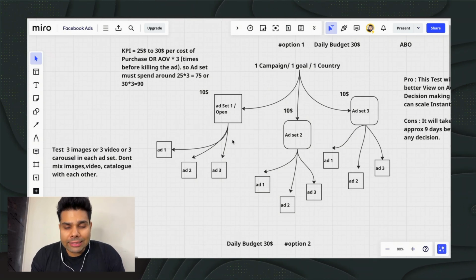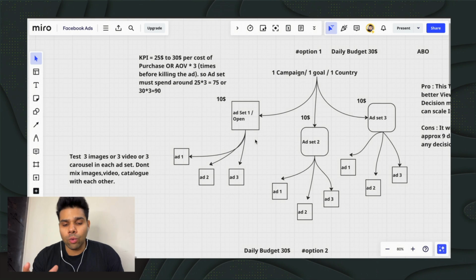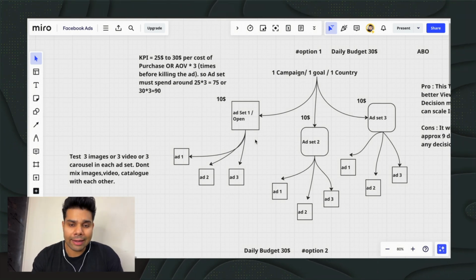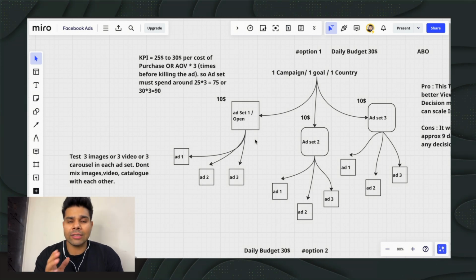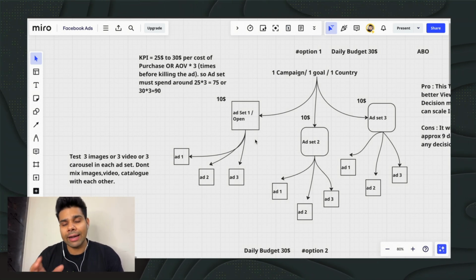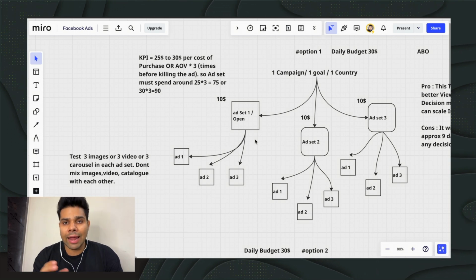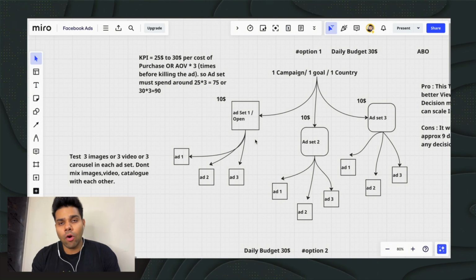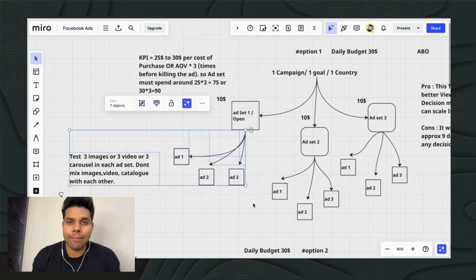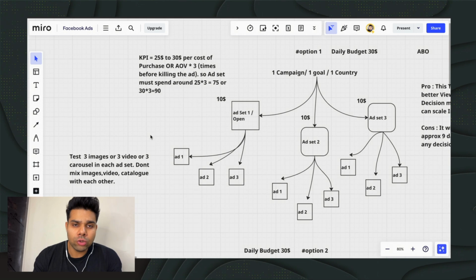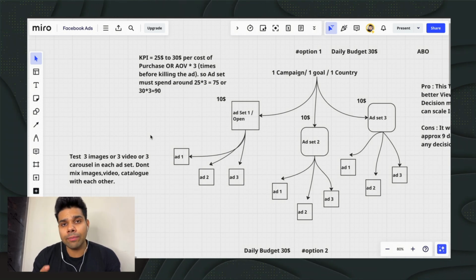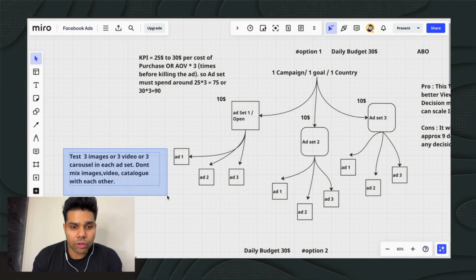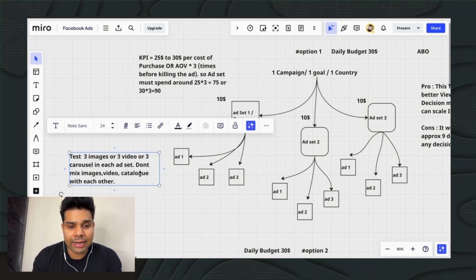In a particular ad set, you can run ads manually, or you can use dynamic Facebook ad creatives or flexible ads, because the dynamic creatives option is not available anymore in the ad accounts. You can use flexible. So you can either create three manual ads, right, or you can choose DCT. And what you need to do in that particular ad set is test three images or three videos or three carousels in each ad set.